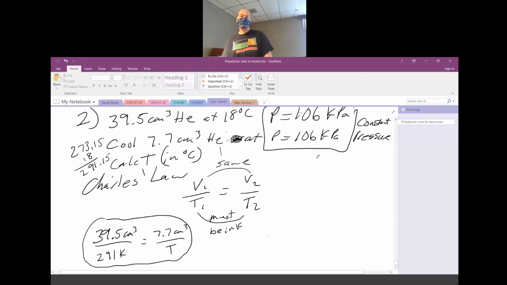Many ways to do it. All right, I will do it the long way. Multiply both sides by T, and so you see the T's cancel. Then we have to multiply both sides by 291. When we multiply this side by 291 Kelvin, they cancel. Then I have to divide both sides by 39.5.